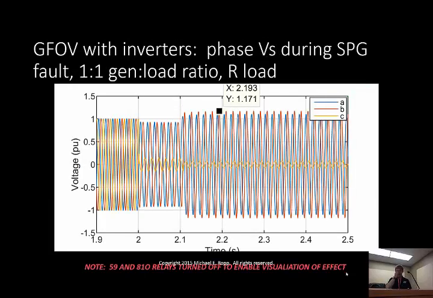Here is a case of a single phase to ground fault. The generation to load ratio is set to 1:1 in the island. And this is an inverter source, an ungrounded inverter source, with a grounded Y to grounded Y GSU transformer. So this is the case in which we said we shouldn't get a ground fault over voltage. And it turns out we don't. You'll notice there is a small over voltage. We get about a 17%, 1.17 per unit over voltage on this.